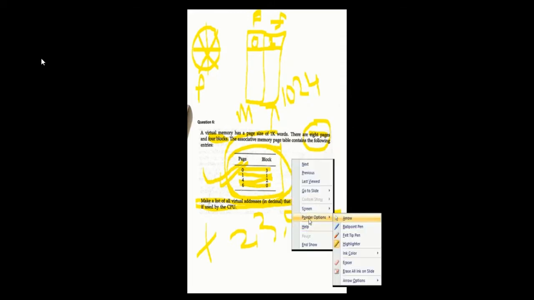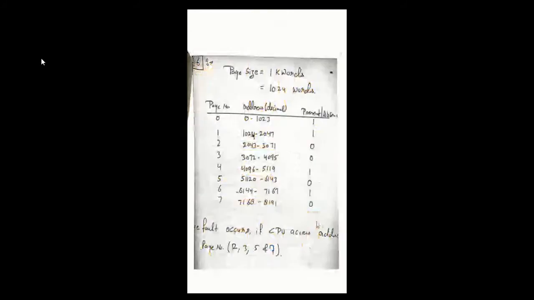Make a list of all virtual addresses in decimal that will cause a page fault. Who will cause a page fault? The pages which are already in main memory will not cause a page fault. So if the CPU wants page 0, page 1, page 4, and page 6, there is no page fault. But if the CPU wants page 2, page 3, page 5, page 7, this will result in a page fault.